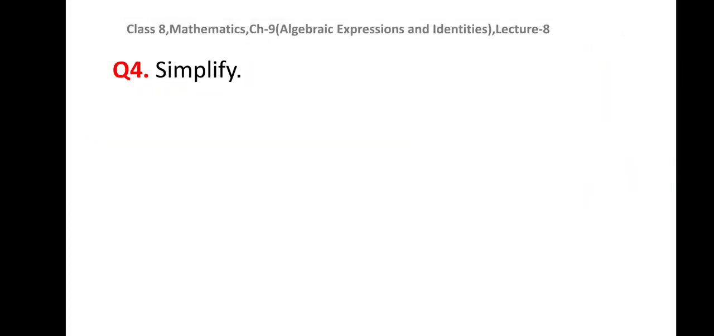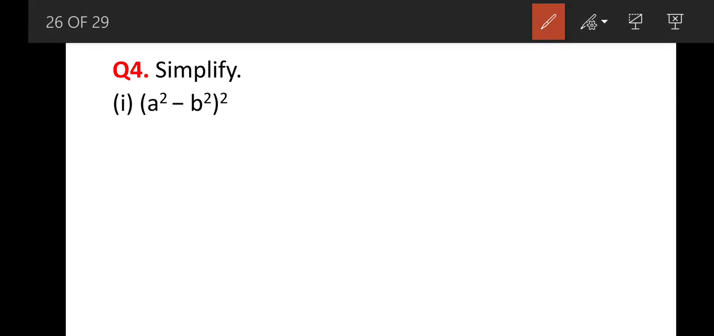Now coming to question number 4. Question number 4 is simplify. First part is (a square minus b square) whole square. So we are supposed to use the identities only, and I hope it is now clear. In this question also we are supposed to use identity number 2 because minus sign is there in between these two terms and it is square. Here a is equal to a square, b is equal to b square.